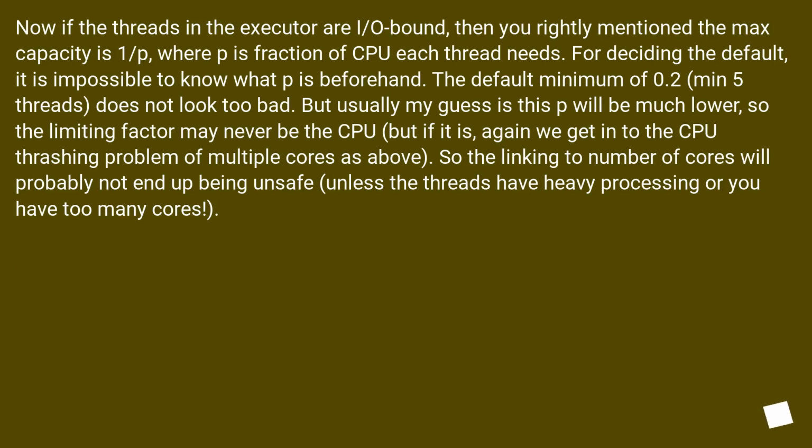Now, if the threads in the executor are I/O bound, then, as you rightly mentioned, the max capacity is 1/p, where p is the fraction of CPU each thread needs. For deciding the default, it is impossible to know what p is beforehand. The default of 0.2, minimum 5 threads, does not look too bad. But usually my guess is this p will be much lower, so the limiting factor may never be the CPU. But if it is, again we get into the CPU thrashing problem of multiple cores as above. So the linking to number of cores will probably not end up being unsafe, unless the threads have heavy processing or you have too many cores.